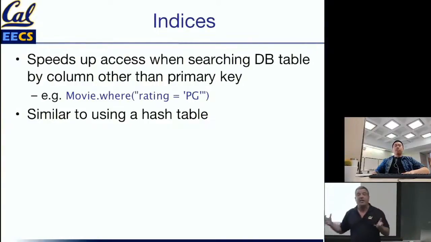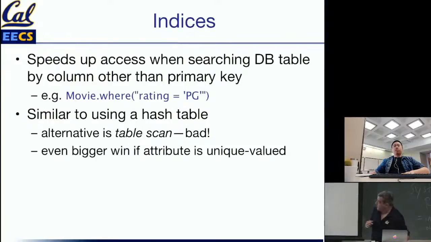Once again, a leaky abstraction, right? Ideally, we would just like to say, whenever we say where rating equals PG, we'll just get them back. But if you don't have an index on the rating and the movies table gets larger and larger, all of a sudden, with no changes to your code, that query will start running more and more slowly, and you won't know why.